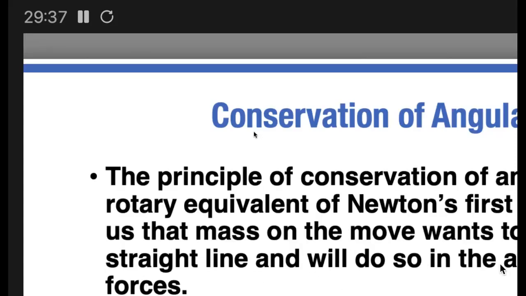So another term you're going to need to know is the conservation of angular momentum. The principle of conservation of angular momentum is the rotary version of the first law of inertia. So Newton's first law tells us that the mass on the move will continue moving in a straight line until it has opposing forces to do so.